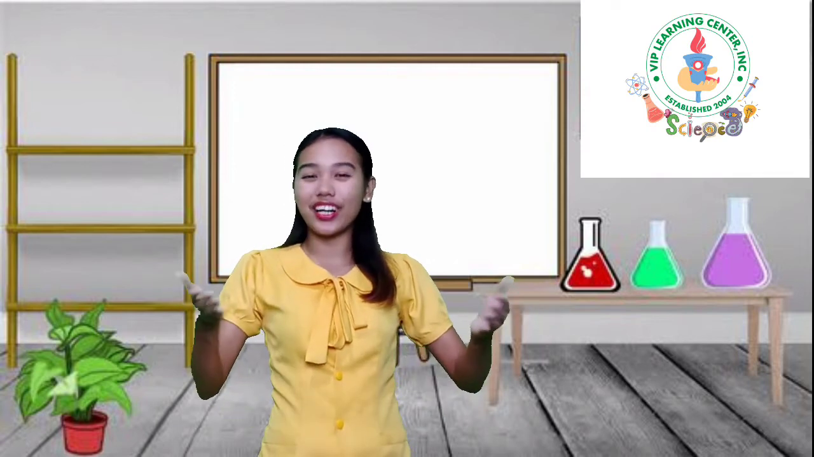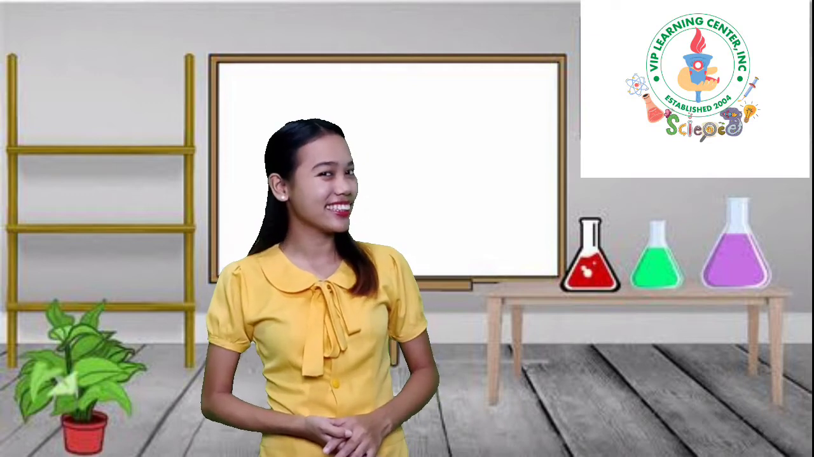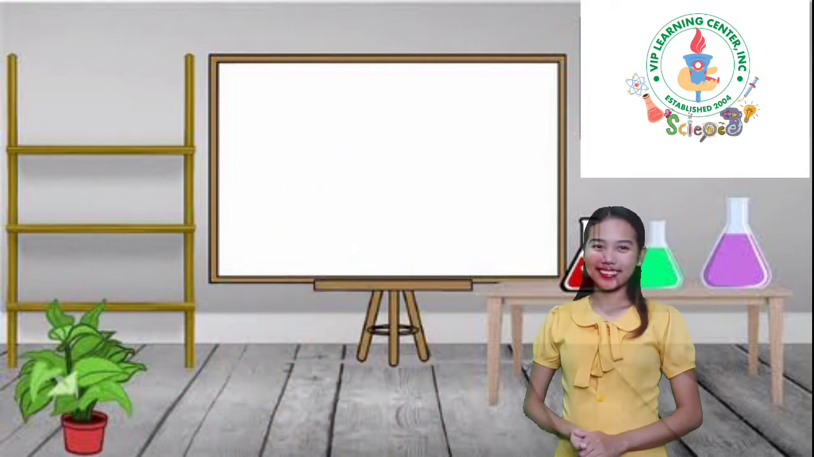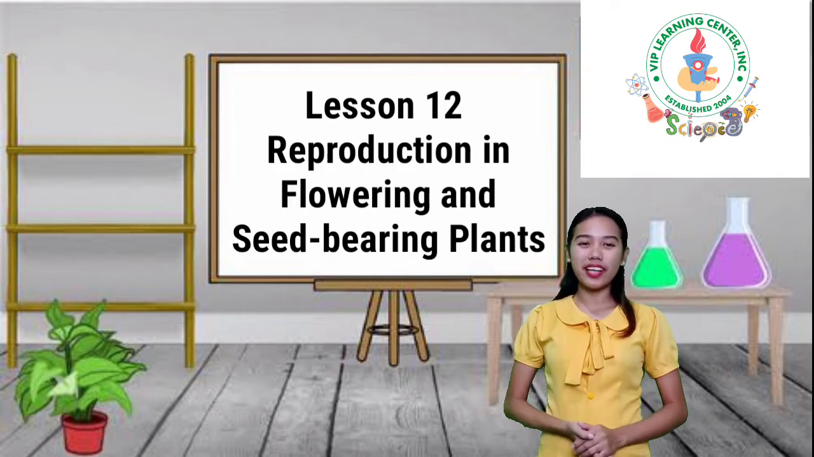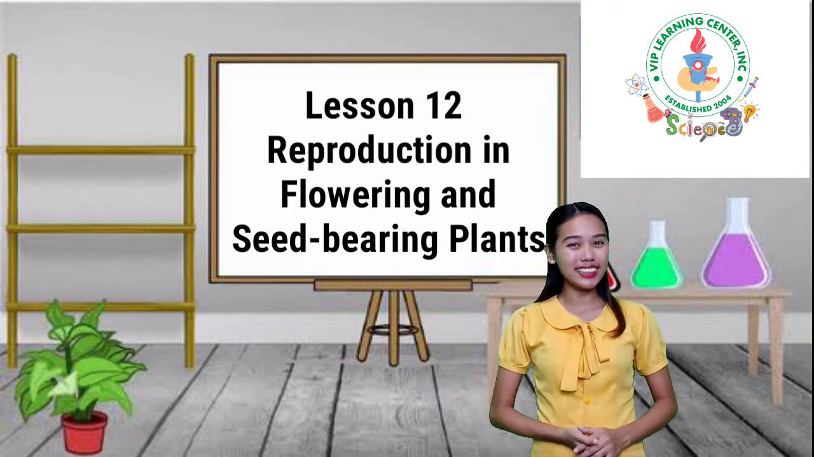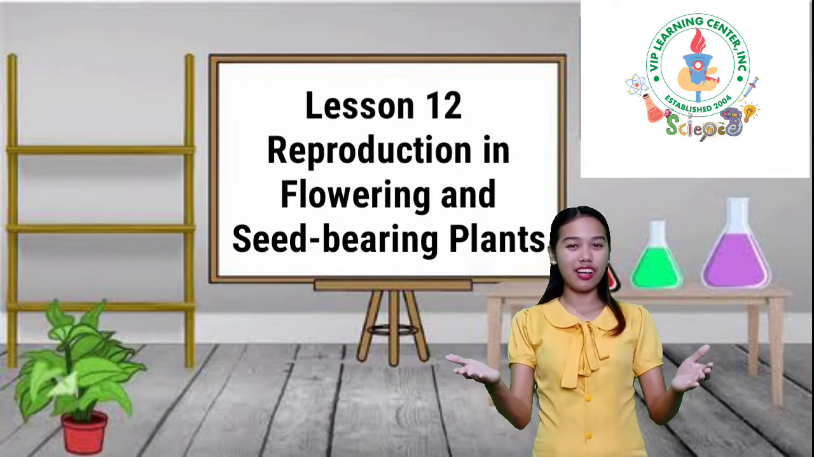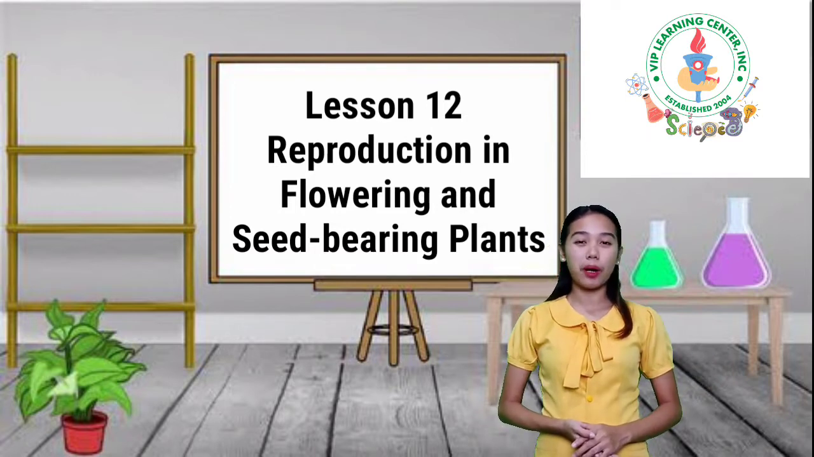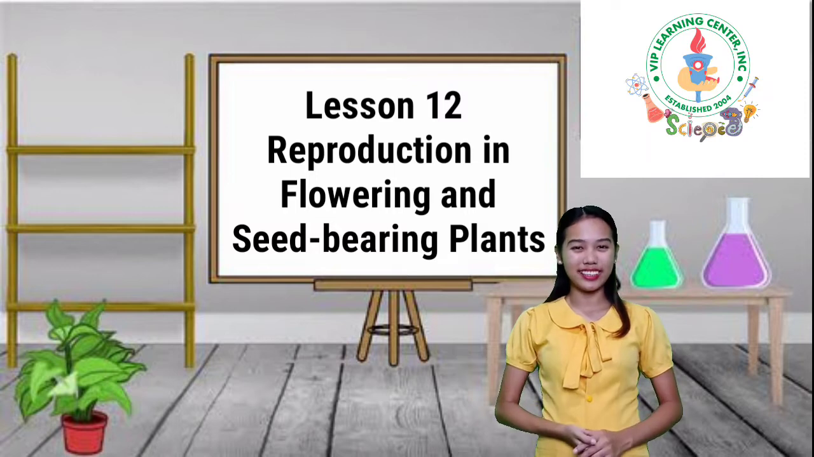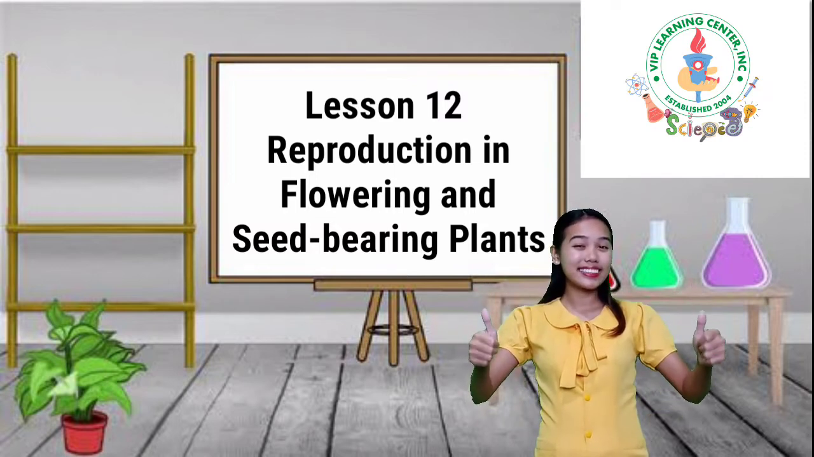Are you excited for our new lesson in science today? Very good! Let us learn about Lesson 12, Reproduction in Flowering and Seed-Bearing Plants. In this lesson, you should be able to classify plants as vascular and non-vascular, explain the modes of reproduction in flowering and seed-bearing plants, and identify the types and modes of pollination. Got it, dear pupils? Great!